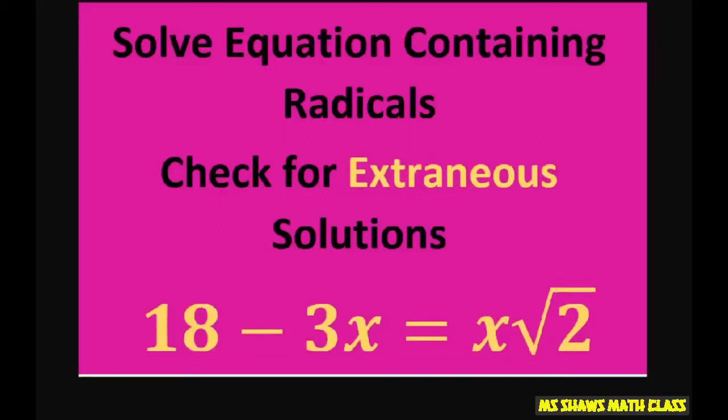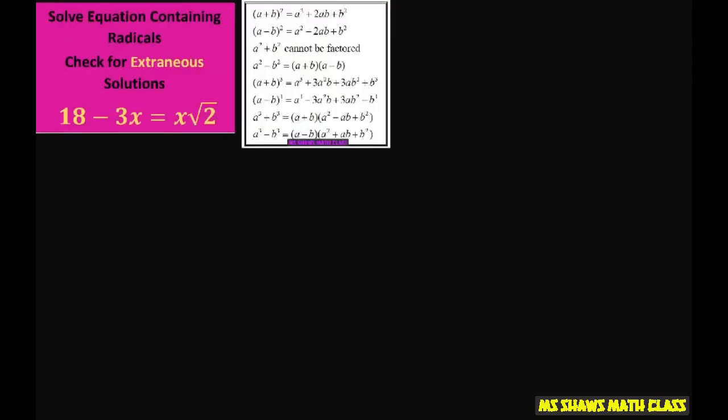Everyone, we're going to solve this equation containing a radical right here and check for extraneous solutions. That means whatever we give for our answer, we're going to check it by plugging it back into our original equation. First thing I'm going to do is add 3x to both sides.